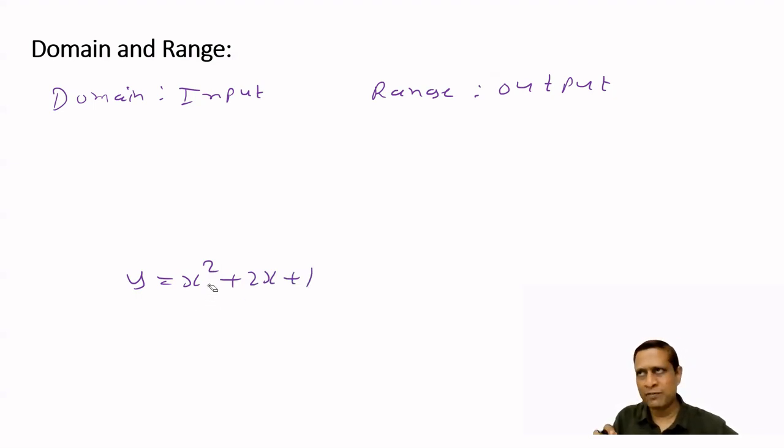Input is x value. You put value of x: x = 0, x = 1, x = 2, x = 3, and so on. So that is input. Input is x values. And what is output? Output is y values. So domain is input, that is x values. Range is output, that is y values.